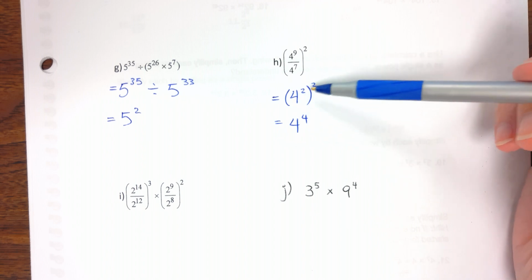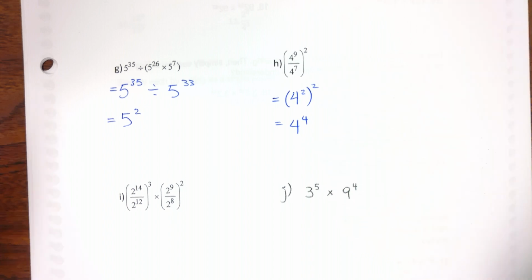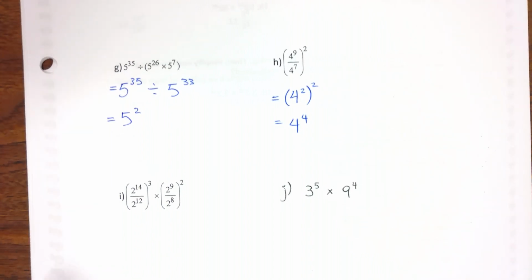Okay. In terms of formatting, make sure after you simplify the bracket, you keep this bracket, because otherwise I don't see the exponent raised to another exponent. It will look like 4 to the 22. All right, so make sure you keep that bracket there. Okay.